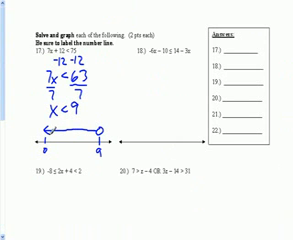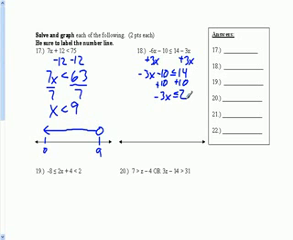We got to get all the variables to one side, all the constant terms to the other. So here, I'm going to add 3x to each side. So that's going to give me a negative 3x minus 10 is less than or equal to 14. I'm going to add the 10 to each side. So I've got negative 3x is less than or equal to 24. I got to divide each side by the negative 3.